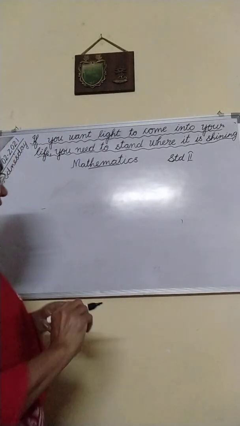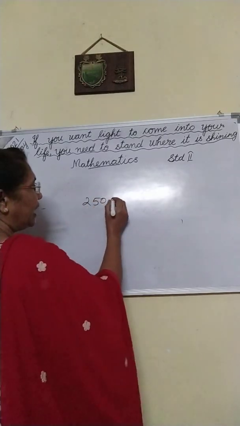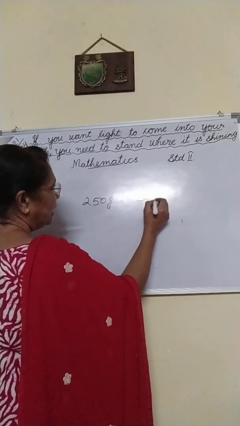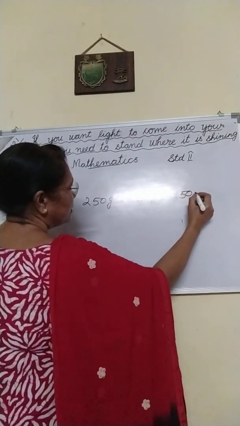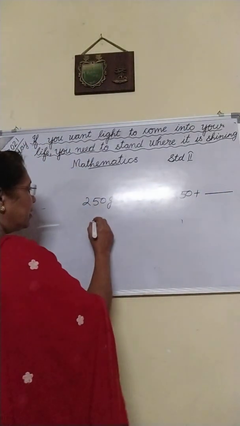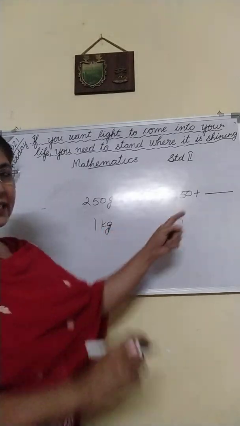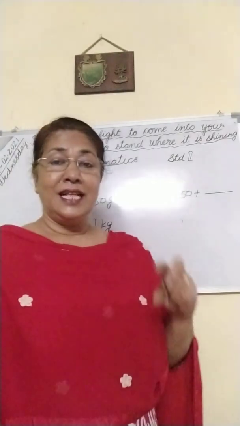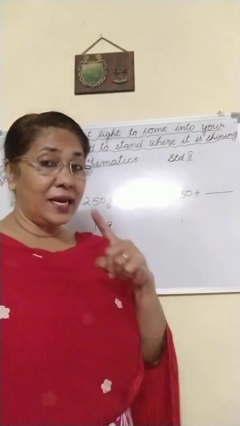Now, 250 grams plus 250 grams plus 250 grams plus dash is 1 kilo. So what do you have to write here? We just now said there are 1000 grams in what? In 1 kilogram.